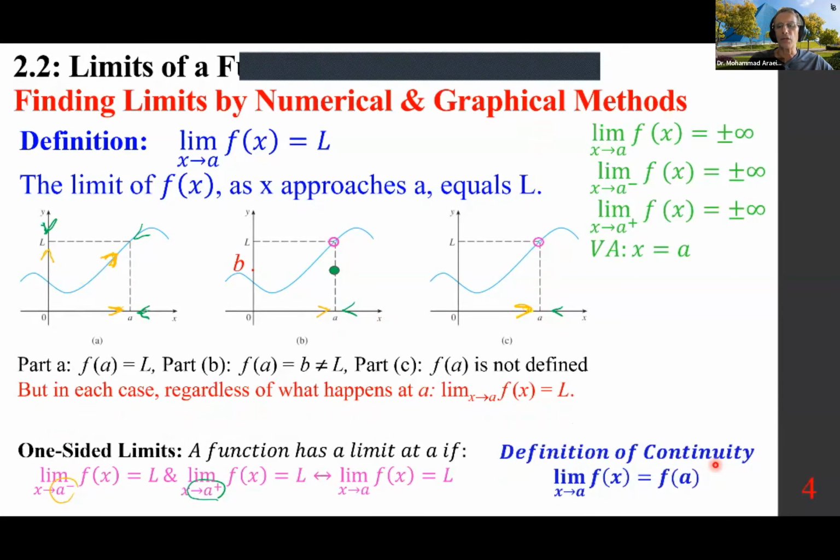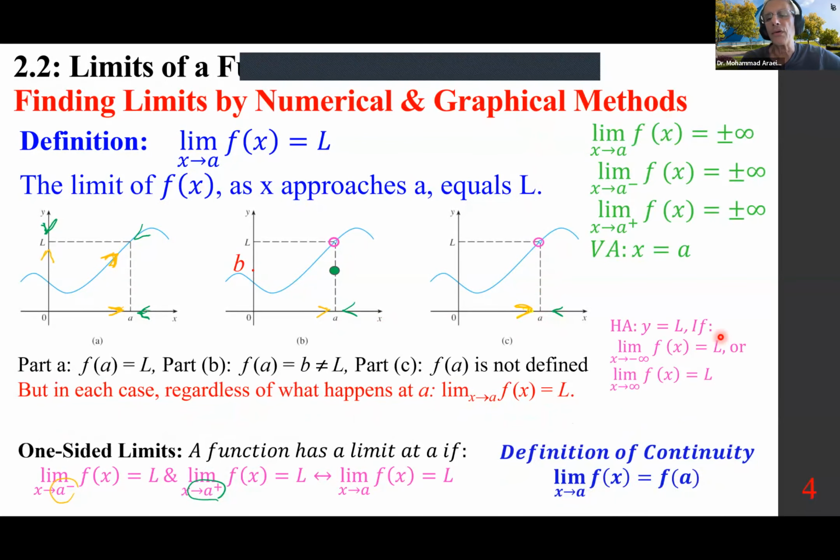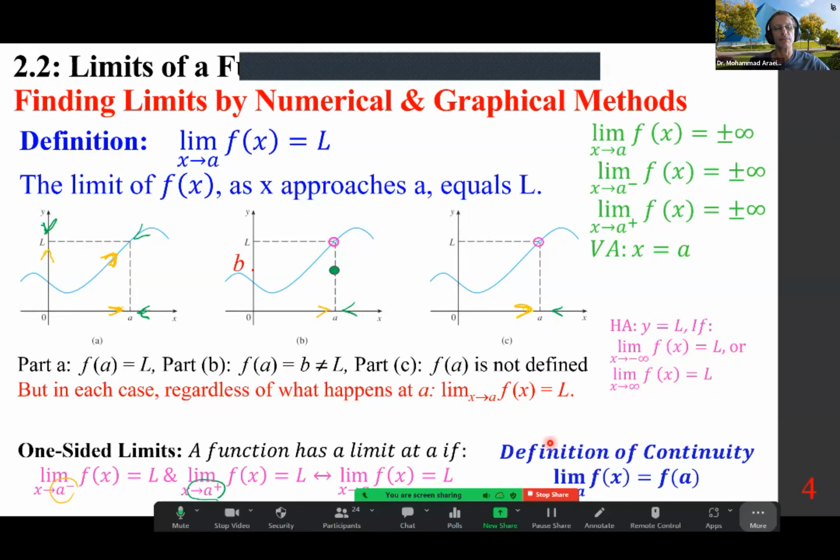So, the definition of continuity is that the limit of f of x when x approaches A equals f of A. And finally, the definition of a horizontal asymptote. Y equals L is a HA, horizontal asymptote, if the limit of f of x as x approaches negative infinity is L, or the limit of f of x as x approaches infinity is L, that makes the case then.